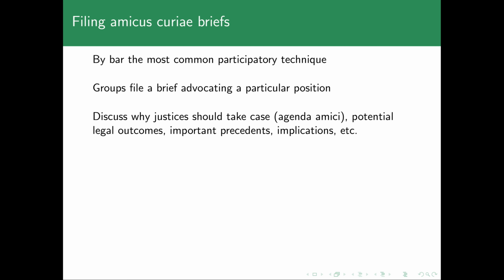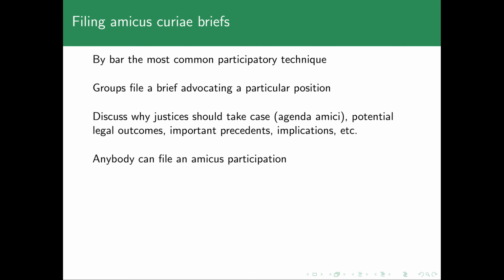There are two points at which a group can file a brief. The first is at the agenda setting stage. In that instance, they would urge the justices to take a case, or maybe not to take a case. The second point is after the case has been taken, when they can file one on the merits. So they would discuss why the justices should take the case in the circumstance of agenda setting. They talk about potential legal outcomes, precedents that the justices should be considering, implications that they may not have thought of.